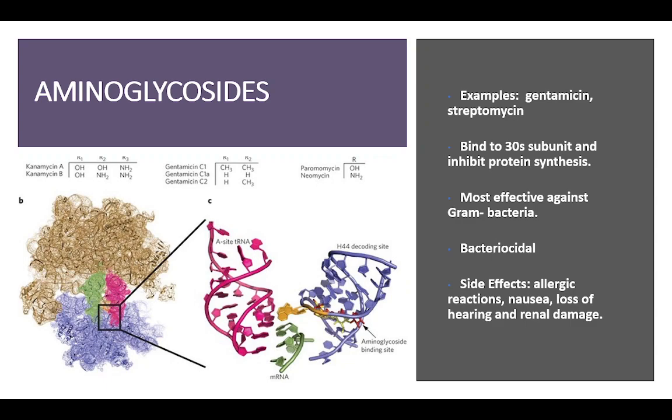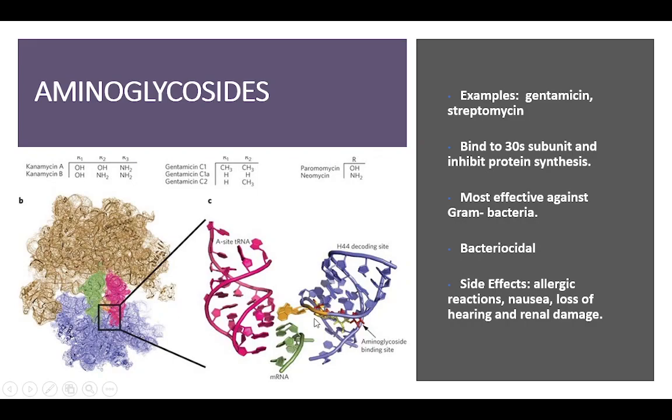The last one is aminoglycosides, which are the far more dangerous ones. Gentamicin and streptomycin are the common ones. This binds to the 30S ribosomal subunit. Just like the one we were talking about before, this one binds to the 30S, but it does it a little differently. It's considered bactericidal. It's very effective against gram-negatives.